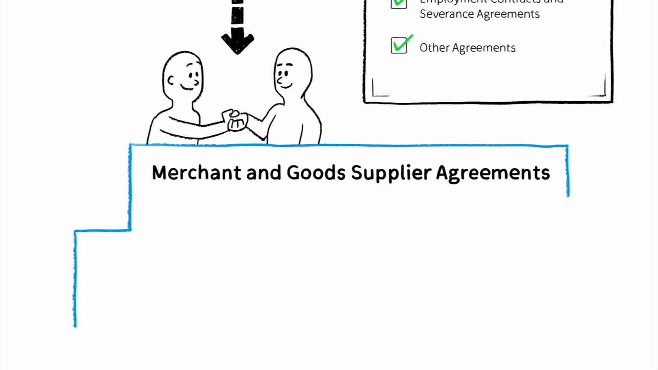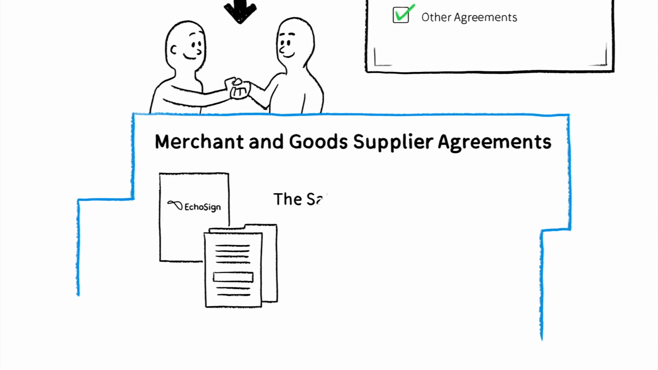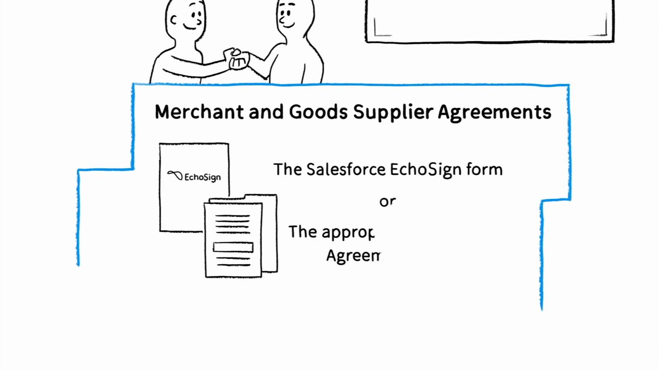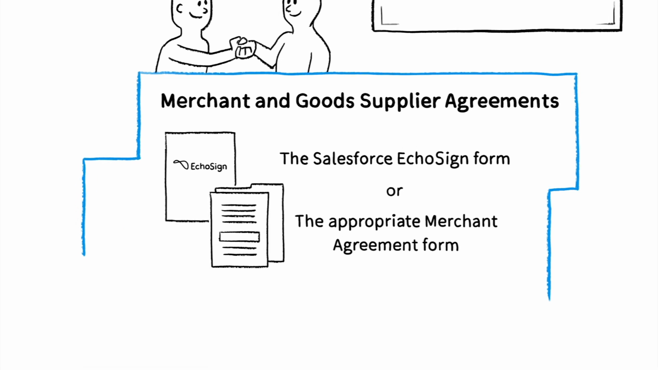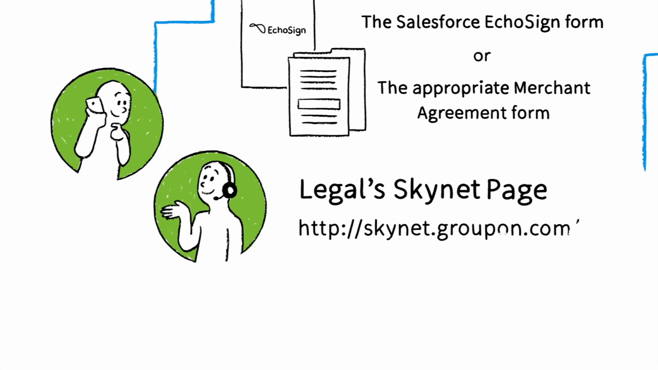For merchant and good supplier agreements, all you have to do is use the Salesforce EchoSign form, or the appropriate merchant agreement form that is approved by legal. If a merchant requests changes, just contact your regular Groupon legal counsel and they'll help you out. Check out Legal's Skynet page if you're not sure who to contact.